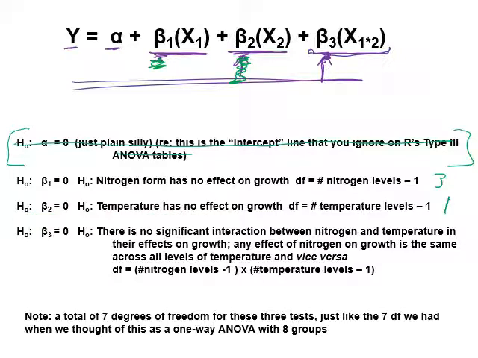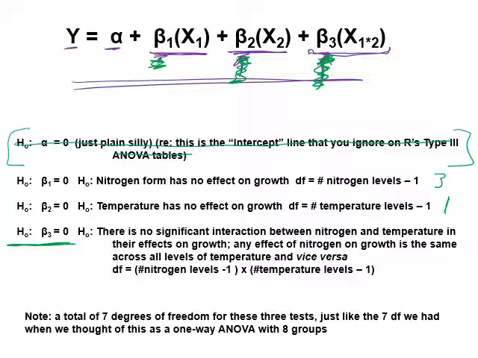The third null hypothesis that's going to be tested, though, is that beta 3 equals 0. And beta 3 is this one that describes the effect of the interaction between nitrogen and temperature. And this null hypothesis says that there's no significant interaction between the two of them.